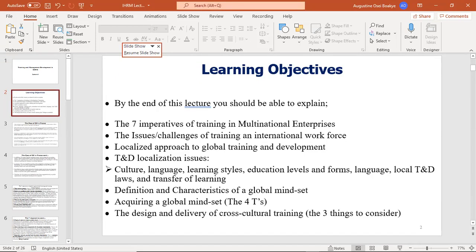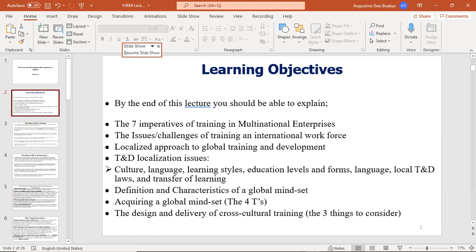Again, we will also be looking at some of the issues or challenges one must anticipate when it comes to the training of an international workforce, and some of the dilemmas we have to negotiate through in order to become successful. Then we will also be looking at how we can adopt a localized approach to global training and development.